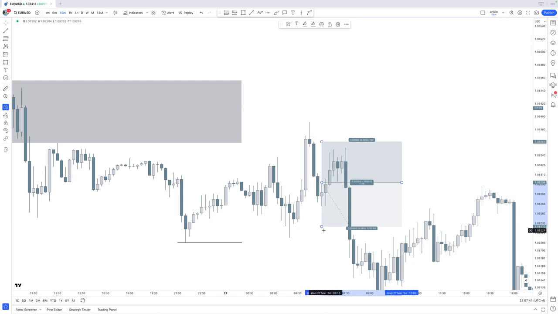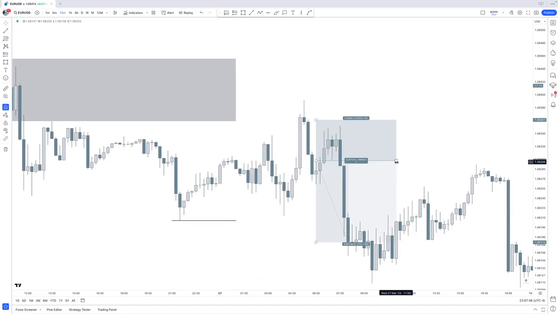Depending on what the RR is, and then continue lower and target again that 1 to 2 right there. Now, this can be a little bit easier.